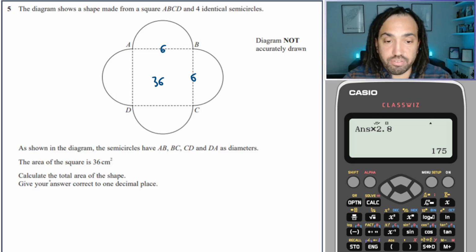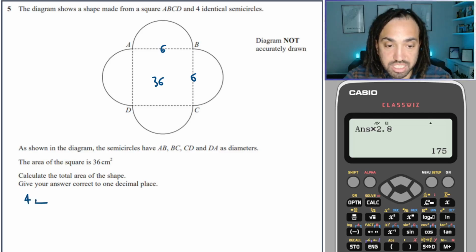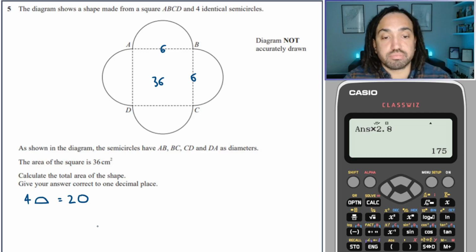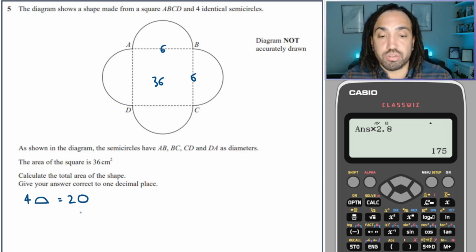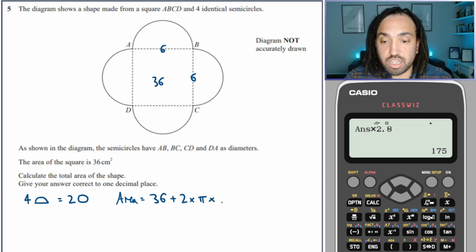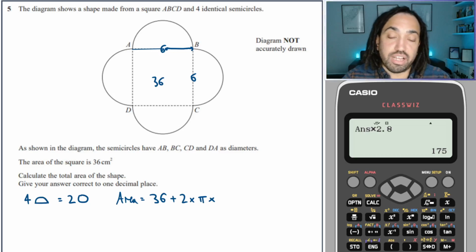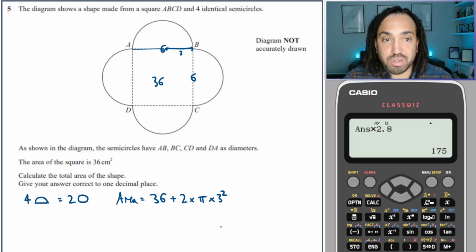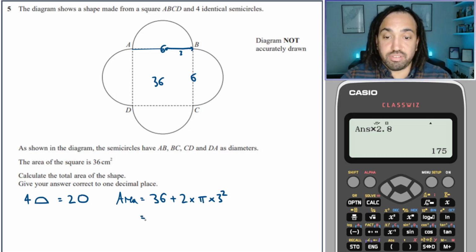Well, essentially, if we have 4 identical semicircles, then that's equivalent of having 2 full circles. So all I need to do to find the area of this shape is do the area of the square plus 2 full circles, which is pi times r squared. And the radius must be 3. If the whole thing is 6, then half of that is 3, basically. So 3 squared. Okay, I think that's it.